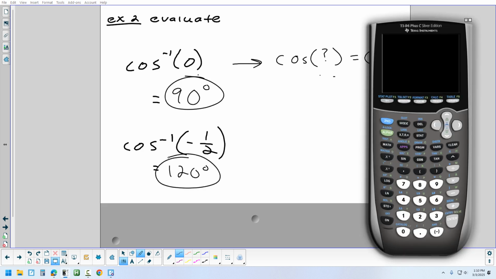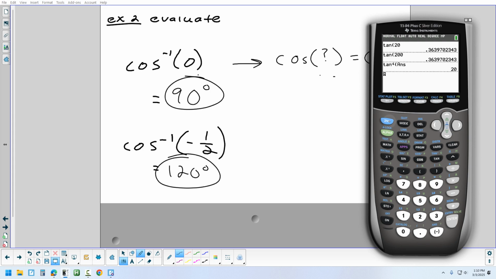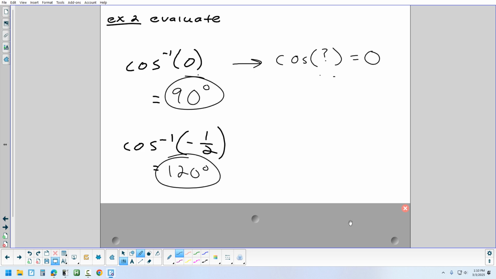Now, some we can check on the calculator, some not as easy. We could check that one. Inverse cosine of negative 0.5. Yeah, exactly what I told you. Out of the 4 different answers we saw, it gave us back the 120. All right, any question on that one?